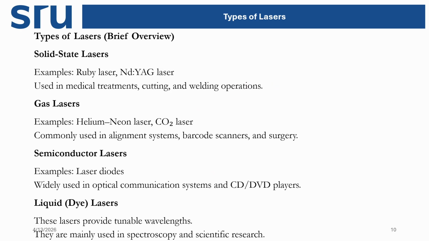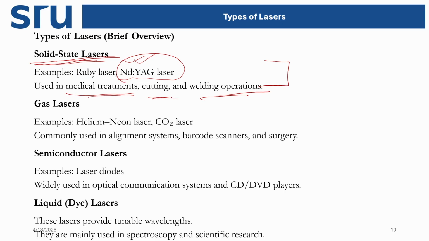Now the types of lasers. There are solid-state lasers, seen in solid-state compounds, such as the ruby laser or the Nd:YAG laser, which uses rare earth materials. This is used for medical treatment, cutting, or welding operations. So this is one solid-state laser.